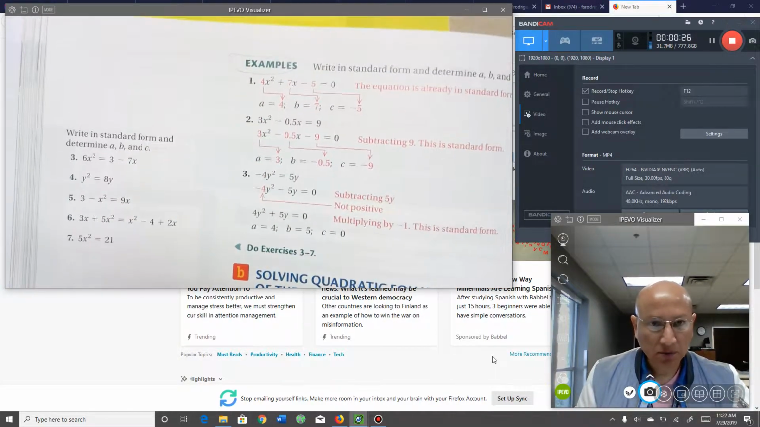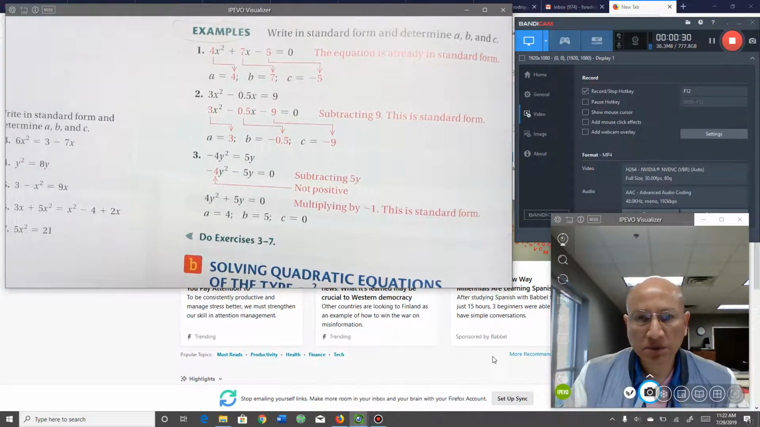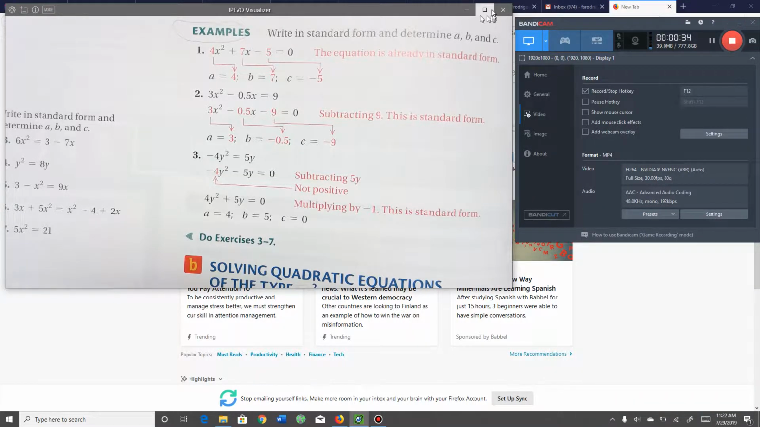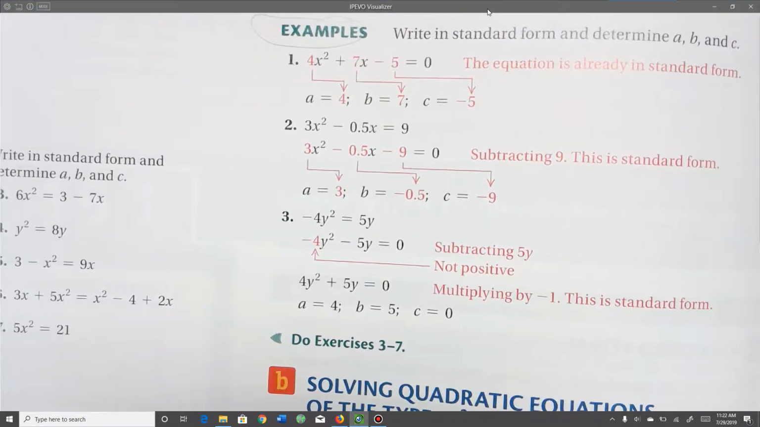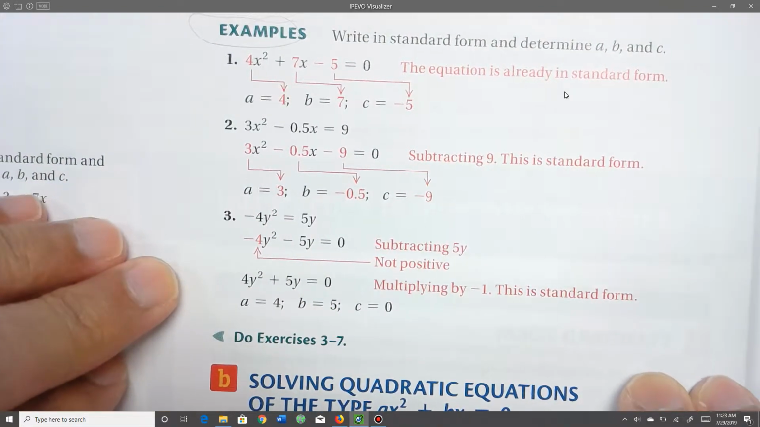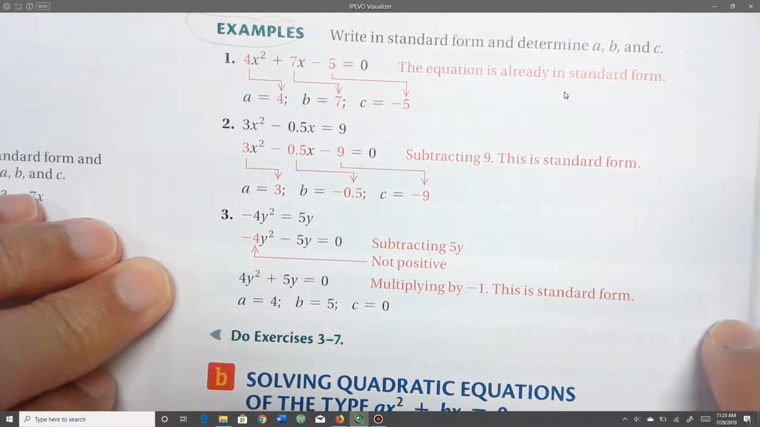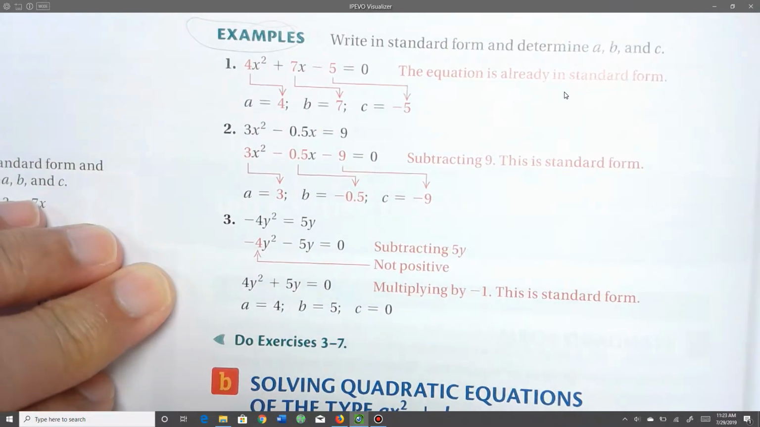because it talks about, and let me expand the window here really quick. There. Because it starts with telling us to write in standard form and to determine A, B, and C.